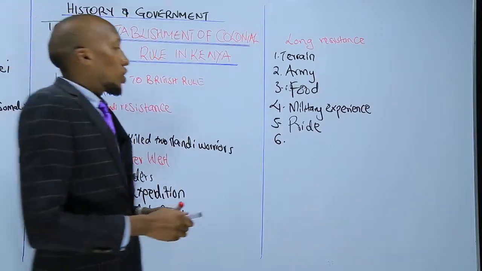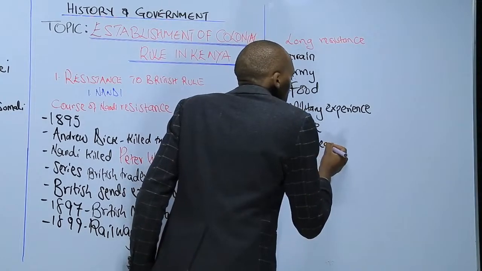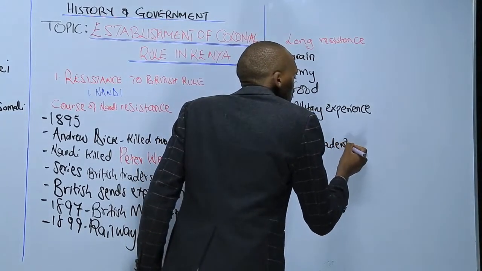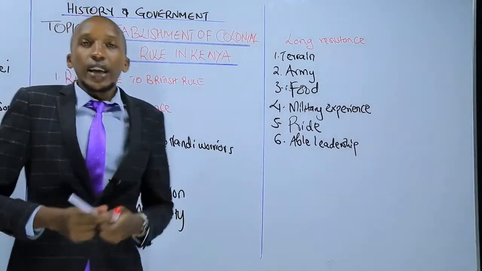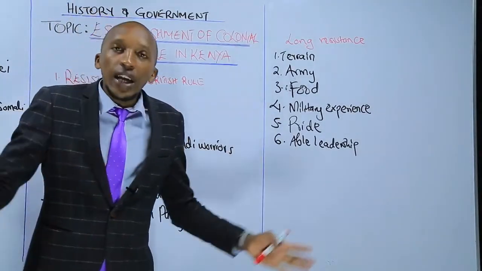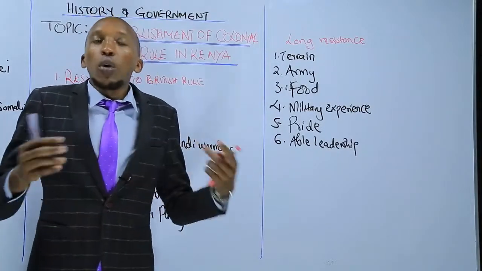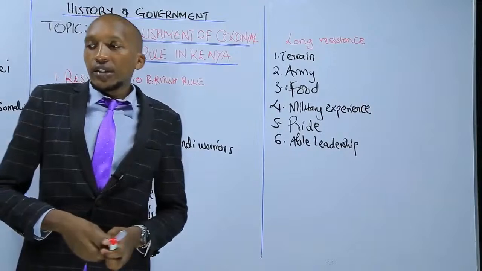And then the second last, they had able leadership. Koitalel Arap Samoei, who was the Orkoiyot at that time, provided a very solid leadership. He galvanized the whole community. The warriors, together with the communities, came together to fight against the British.